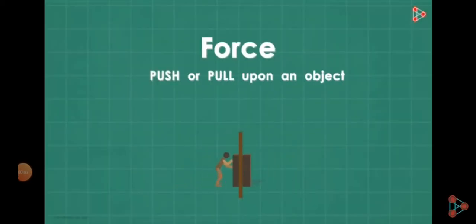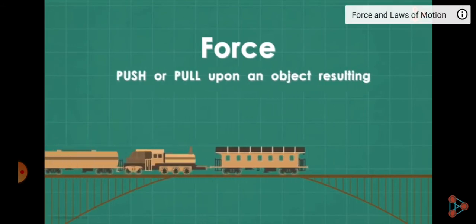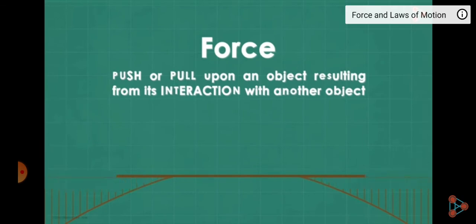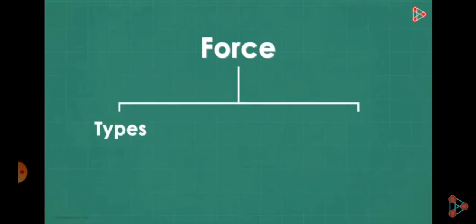In the previous part, we saw that force is not just a human pushing or pulling an object. A force is a push or pull upon an object resulting from its interaction with another object. There are two things we will cover in this video: types of forces and the effects of forces.